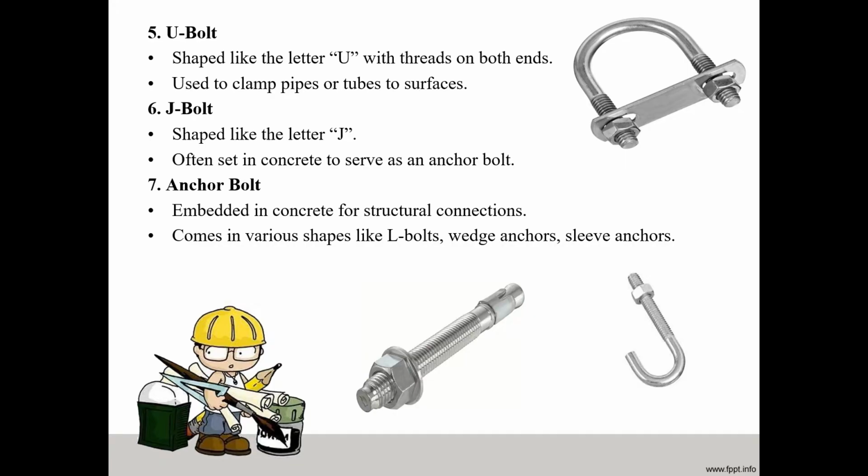Then the next type is the J bolt, that is shaped like the letter J, often set in concrete to serve as an anchor bolt. Then the next type is the anchor bolt, that is embedded in concrete for structural connection. It comes in various shapes like L bolt, wedge anchor, and sleeve anchors.